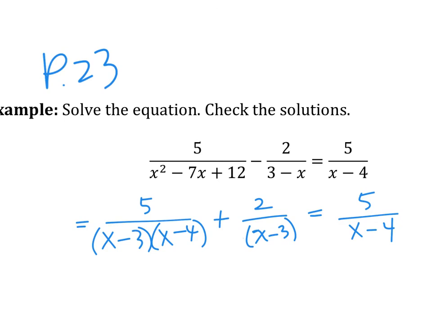All right, now it's pretty much the same as the other stuff you've been doing. So go ahead and solve it. Again, least common denominator, write your restrictions, multiply everything by LCD, and solve.